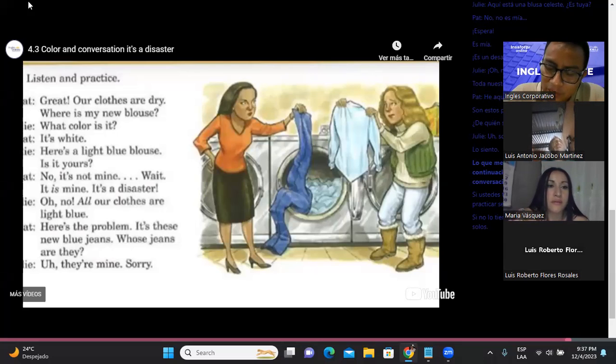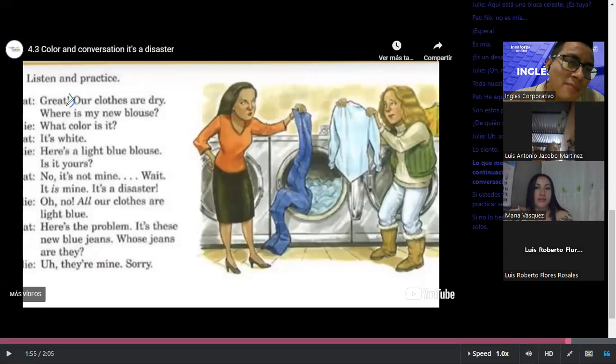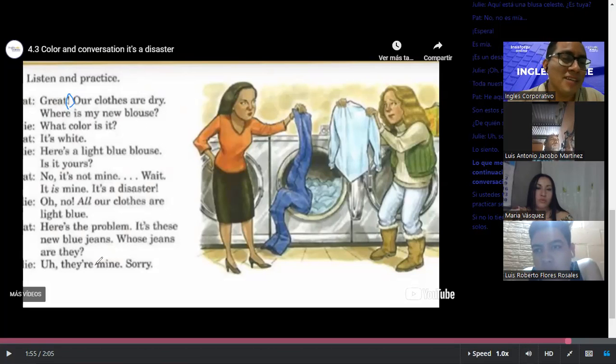Now let's try to exaggerate a little bit on that conversation. Great. You see the exclamation mark? There's an exclamation mark. You want us to make that emphasis. Great. Like, I'm happy. Great. Our clothes are dry, you know? I was waiting for them to be dry. Now, but there is a problem. The problem is this new blouse, right? Okay, I need two volunteers to read again, please. Who wants to do it? Anybody?